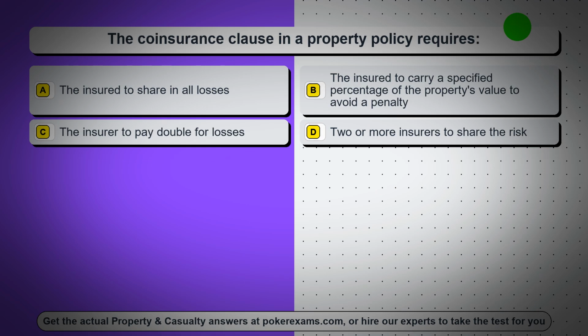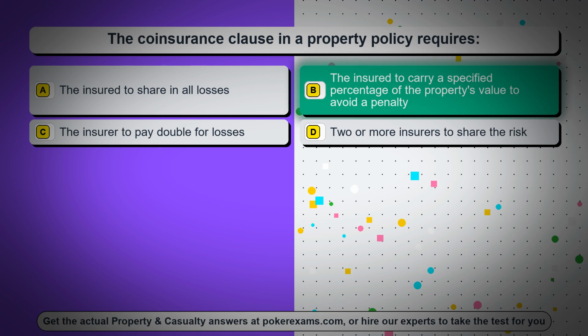Question 12. The co-insurance clause in a property policy requires: Option A, the insured to share in all losses. Option B, the insured to carry a specified percentage of the property's value to avoid a penalty. Option C, the insurer to pay double for losses. Option D, two or more insurers to share the risk. The correct answer is option B, the insured to carry a specified percentage of the property's value to avoid a penalty.